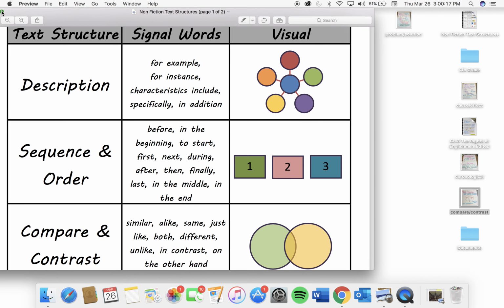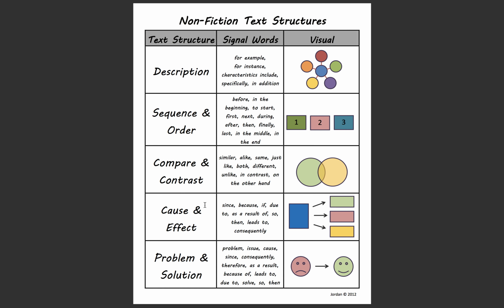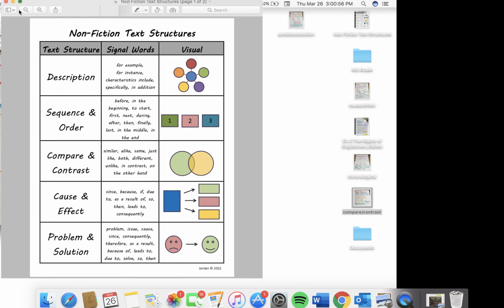Another one that we have is cause and effect, down here. We've also done a bit of work with this. Cause and effect, cause and effect. There can be more than one effect, right? So something happens. For example, if I spilled my water, the effect will be that I run and get a paper towel. Something happens, and then it makes something else happen. Again, we have those signal words right here: since, because, if, due to, as a result of, so, then, leads to, consequently.